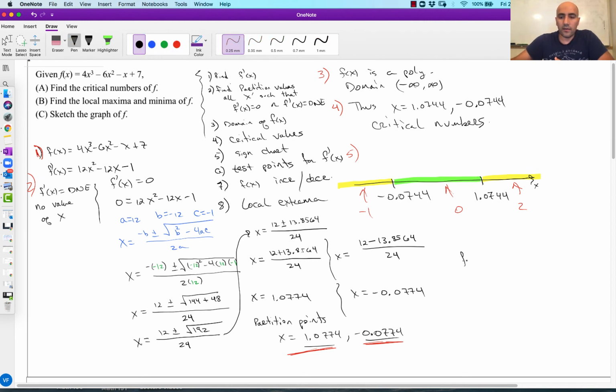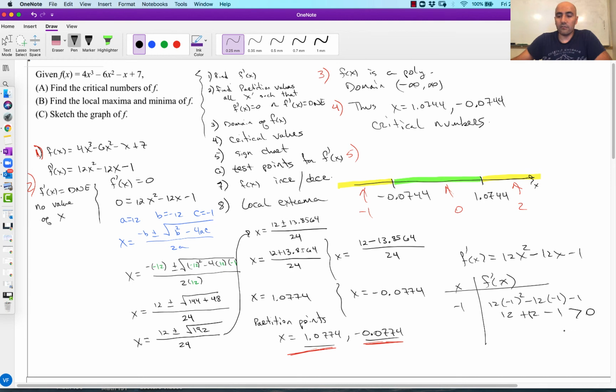So now I'm going to take f prime of x, which was equal to 12x squared minus 12x minus 1, and I'm going to evaluate it at each one of those values. So I'll maybe create a little table over here. f prime of x, x. And so we have negative 1. So when I put negative 1 into here, I'll get 12 times negative 1 squared minus 12 times negative 1 minus 1. And remember, all I really care about is whether it's going to be positive or negative. So this is going to be positive 12 plus 12 minus 1. Definitely greater than 0, a positive answer.